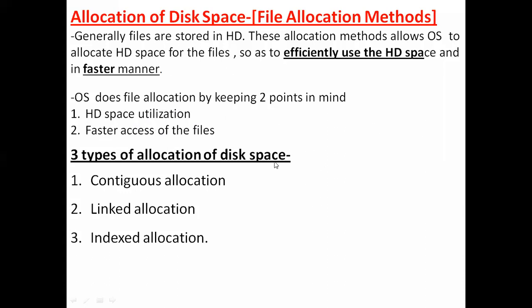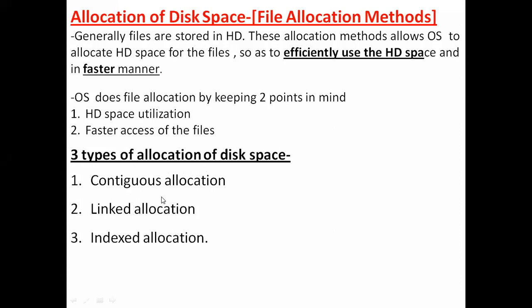According to your syllabus, we basically have three types of allocation of disk space. The first one is contiguous allocation. As the name itself indicates, the blocks or segments of our file will be allocated in contiguous blocks. I am supposed to allocate contiguous blocks of memory space in the hard disk, hence the name contiguous allocation.